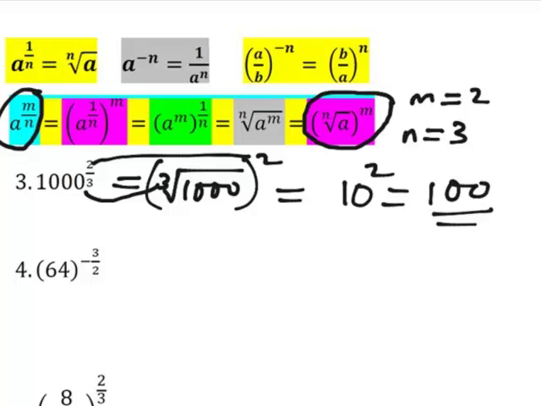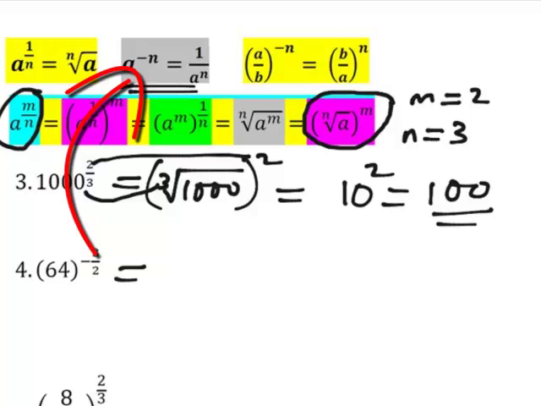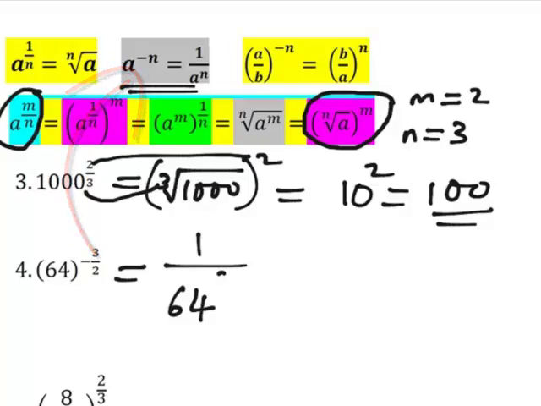Okay? So what happens here? Well, we have a negative power, so we need to come back to this rule here and write it as 1 over 64 to the power of 3 over 2.